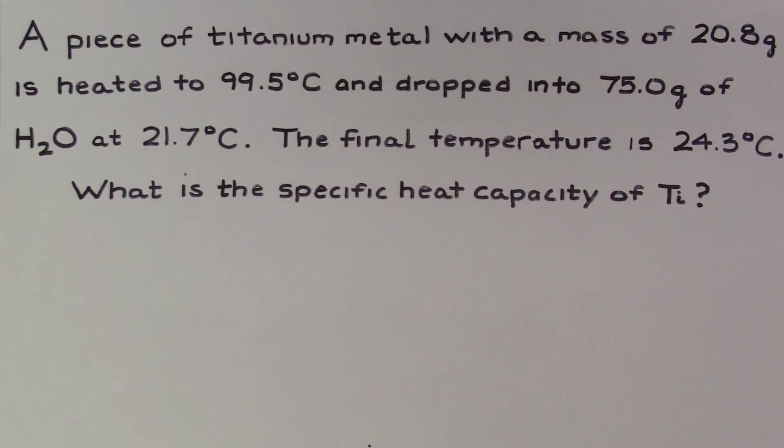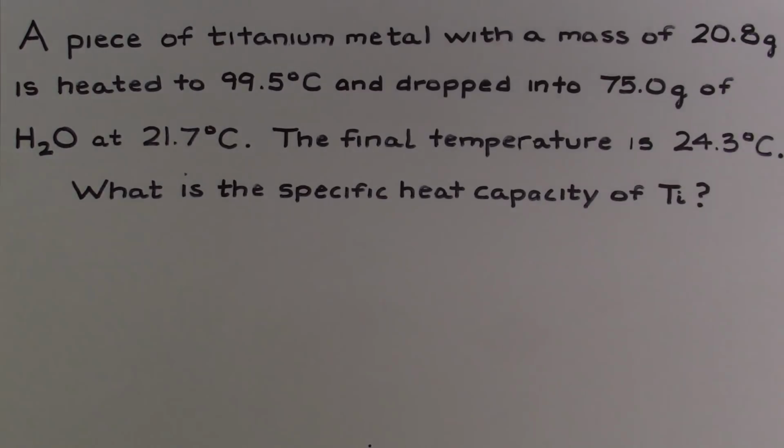In this week's video, we will be discussing calorimetry. For our first problem, a piece of titanium metal with a mass of 20.8 grams is heated to 99.5 degrees C, and then it is dropped into 75 grams of water at 21.7 degrees C. The final temperature is 24.3 degrees C. What is the specific heat capacity of titanium?